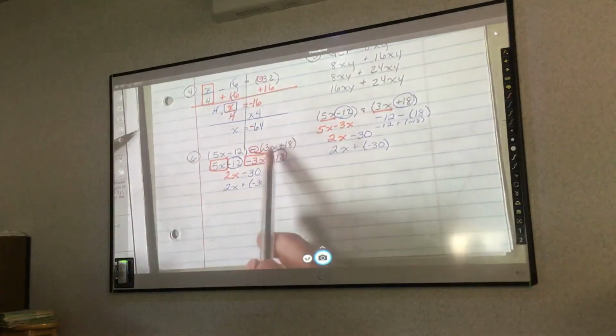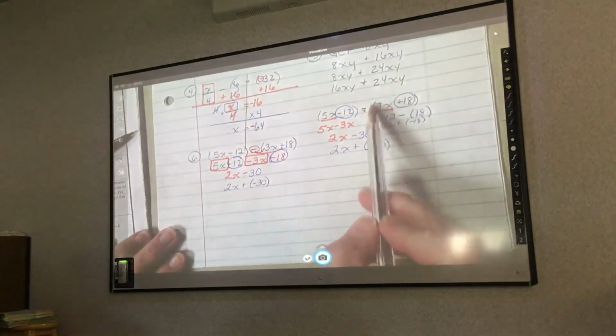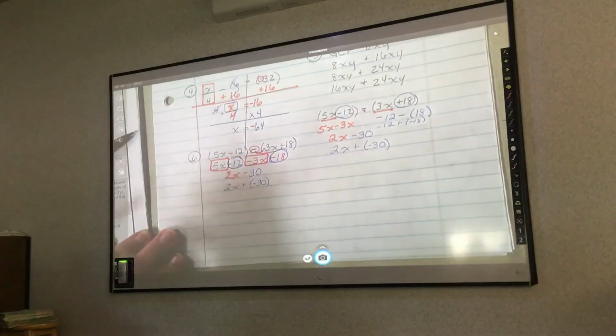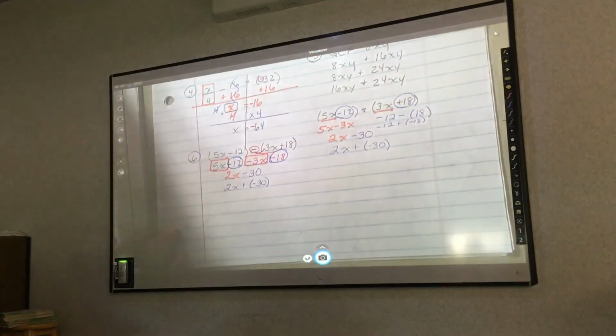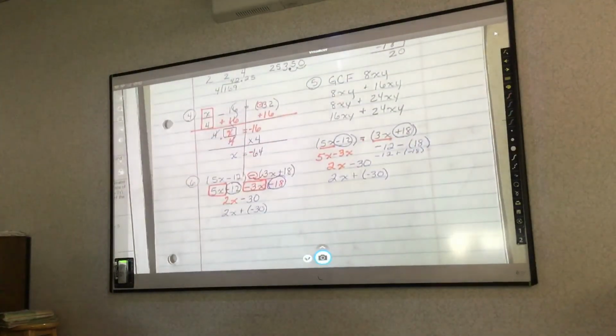I like distributing this first, because if I do it that way, sometimes I just forget about the subtraction sign or the negative sign. Remember, you're going to have to combine the negative and your subtraction sign.